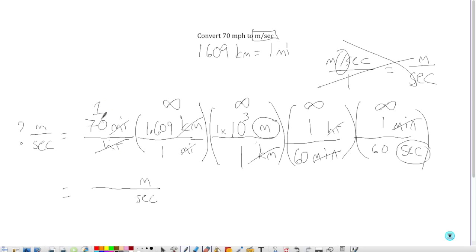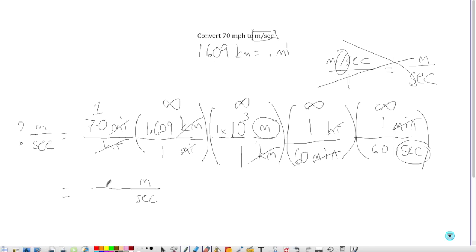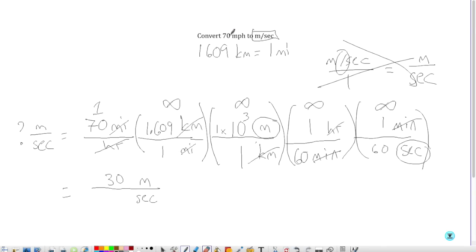So the limiting significant figure is 1 from this first number. So in order to express this number as one significant figure, I could really just write it as 30 meters per second. Okay, I don't really need to write the 1 down there. It's just 30 meters per second. All right, and there is my answer.